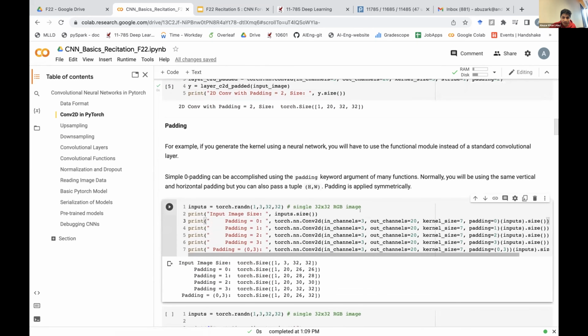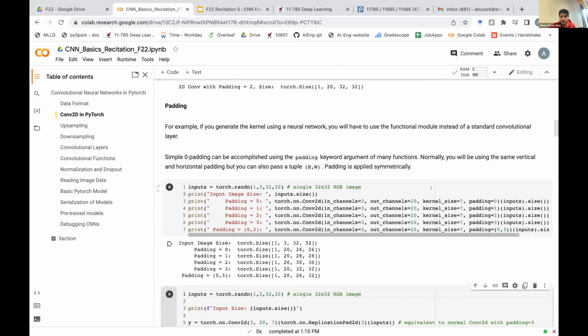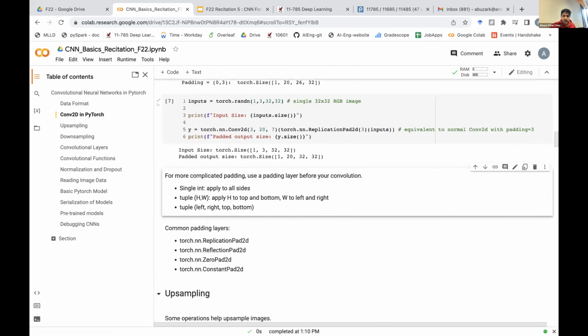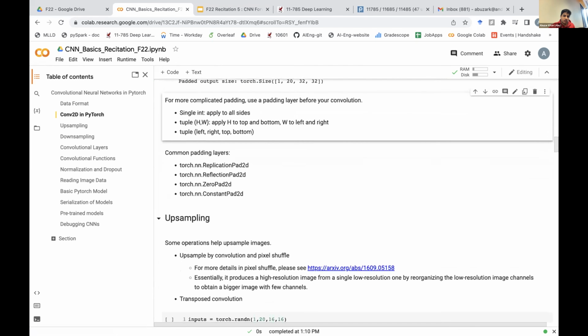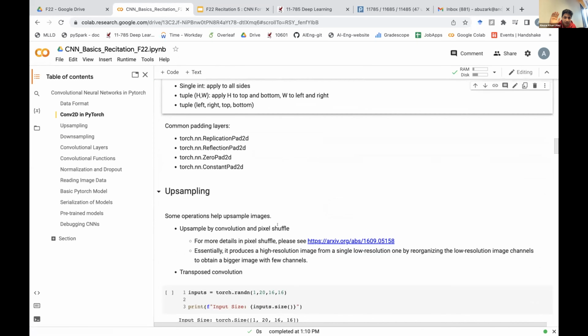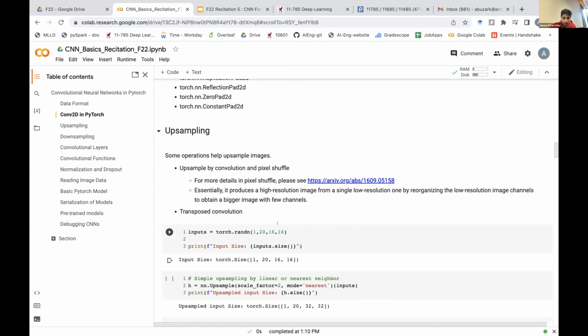This little cell should sort of let you see what happens when you have different padding sizes with the kernel size of 7. Of course, feel free to play around with this as much as you want. I will sort of speed through this in the interest of time, and of course, you can go through it at your own pace as you go through the homework as well.